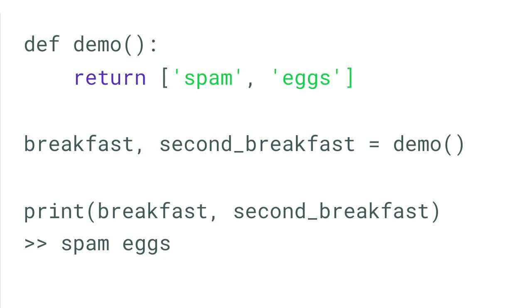Okay. So just some more examples, right? Here's the same function, except I'm returning a list now. And you see we have the same unpacking syntax. Two variables on the left side, assign it to the result of the function, we get two things out.